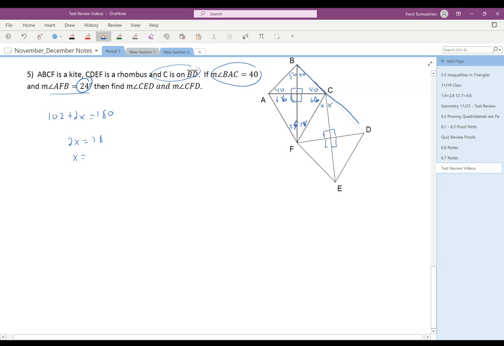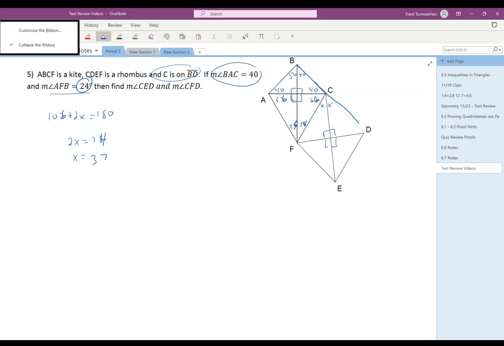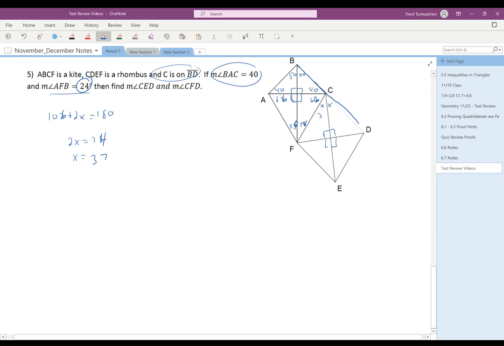And so this should be 106. And so that gives me 2X equals 74. And so that is X is 37. And then since these are both 37, and we know that a rhombus is a parallelogram, then these two must also be 37. And then that means these must be 53 because these are also right triangles. 37 plus 53 equals 90.